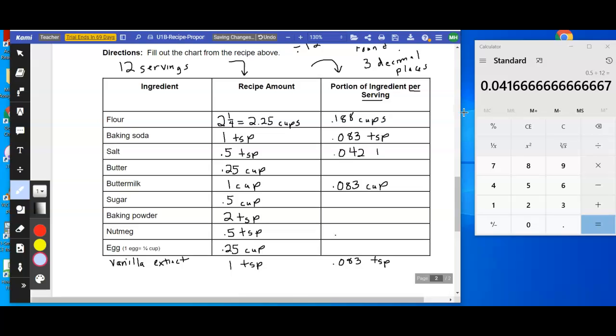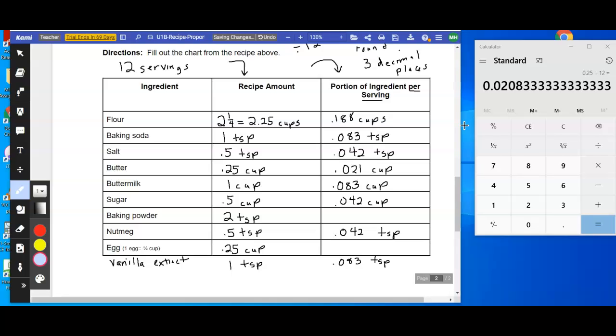Oh, I should put the unit, teaspoon. And this one is 0.042 cups, though. And this one, 0.042 teaspoon. All right, then I'll do the same thing here for butter. 0.25 divided by 12. It's going to be pretty small. 0.0208. So that 8 makes this go to a 1. So 0.021 cup.